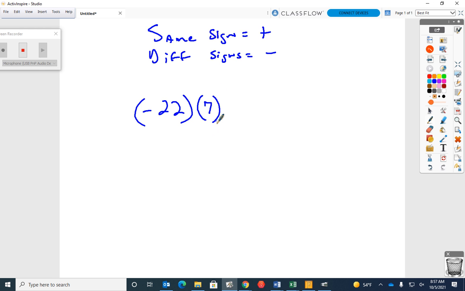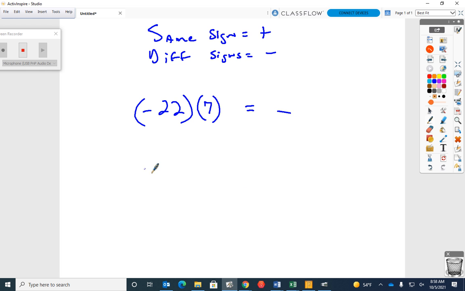All right. So, first of all, I don't see an operation sign there, right? All I see is parentheses. What happens if I just have two numbers separated by parentheses? Jace? Means multiplication. Okay. So the first thing I notice about this is a negative 22 times a 7. What kind of 7 is that? Positive. So would that fall under different signs? Yes. So no matter what, my answer is going to be negative, because these are different signs.